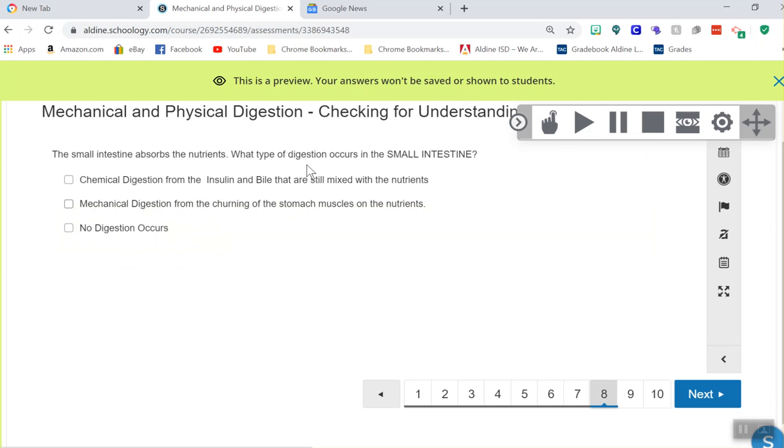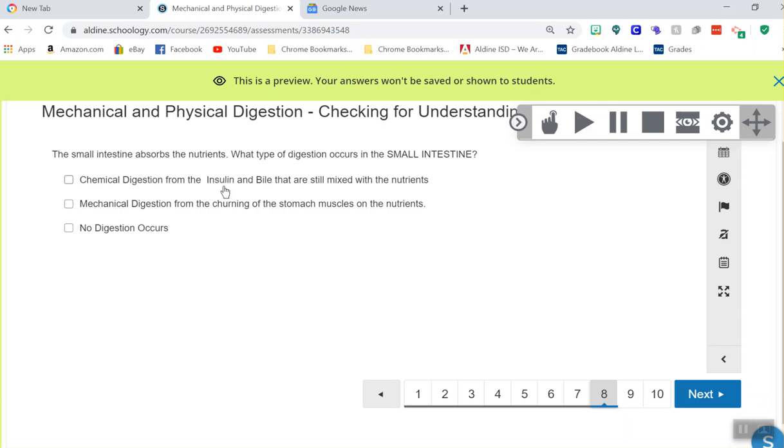Okay, just 3 away. The small intestine absorbs the nutrients. Okay, that's all basically what digestion is about, digesting the nutrients into your blood. So most of the work, the main function occurs right here in the small intestine. What type of digestion occurs in the small intestine?